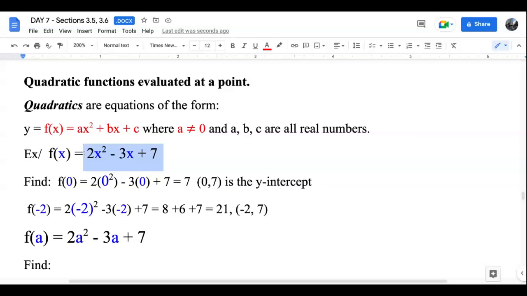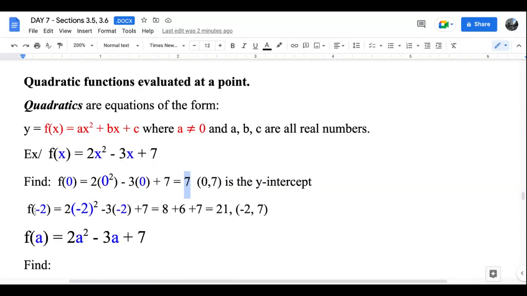Given this quadratic function, we can evaluate f of 0. That means we just change x to be 0. 0 squared is 0, and 0 times anything is 0. So we're left with 7. So (0, 7) is the y-intercept, because the x value equals 0.